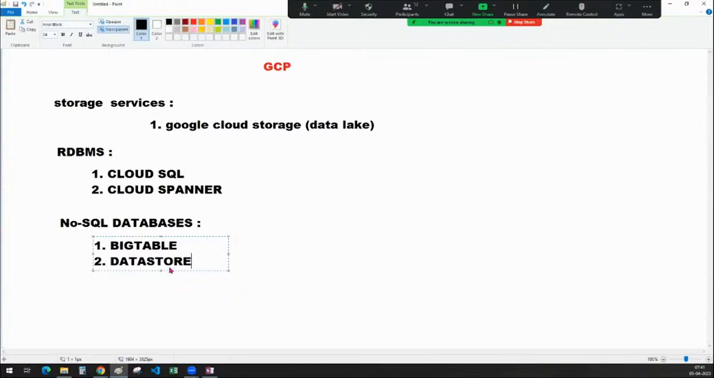So these are all storage and database services. One is Google Cloud Storage, one more is Cloud SQL, Cloud Spanner, and the third one is Bigtable and Datastore. So these are the Google Cloud Storage and database services.